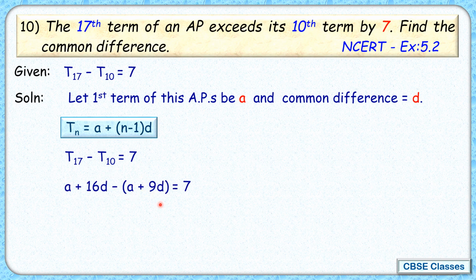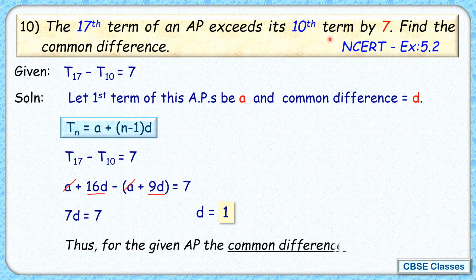Opening the brackets, when we solve it, a on both sides will get cancelled, and we'll be left with 16d minus 9d, that is 7d is equal to 7, and thus d is 7 by 7, or 1, and thus in this particular AP the common difference is 1.